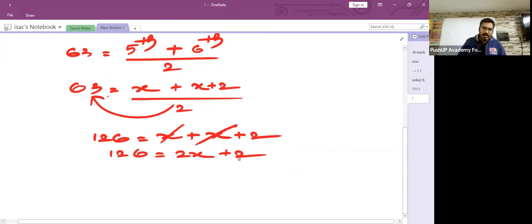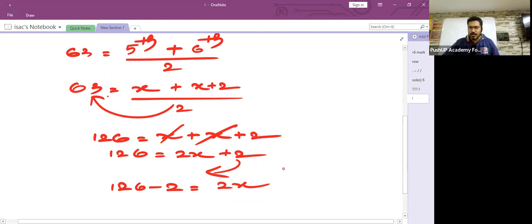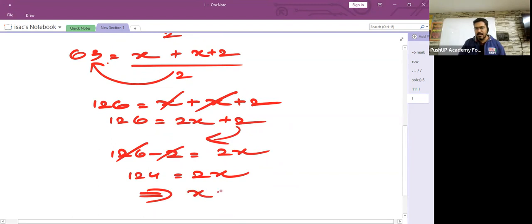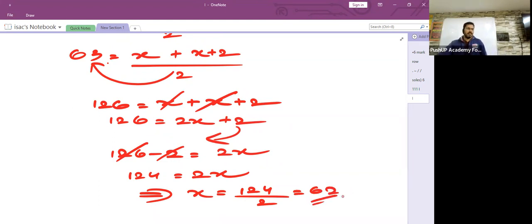Now let us simplify this by bringing 2 to the left hand side. You get 126 minus 2 is equal to 2x. Is it clear? Yes, sir. 126 minus 2, which is 124, which is equal to 2x. So this implies x is equal to 124 divided by 2. And that is equal to 62. Perfect. Very good, children.